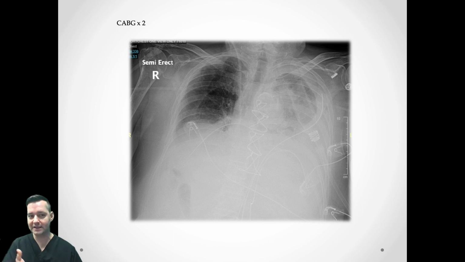Once you've highlighted that, the next thing you need to be thinking about is, what was my operative technique? What surgery happened to this patient? Looking at this chest x-ray, I can tell you one thing, that this patient definitely has an arterial graft, right? Not just a vein graft. And why do I know that? Because they have a left pleural drain, right?